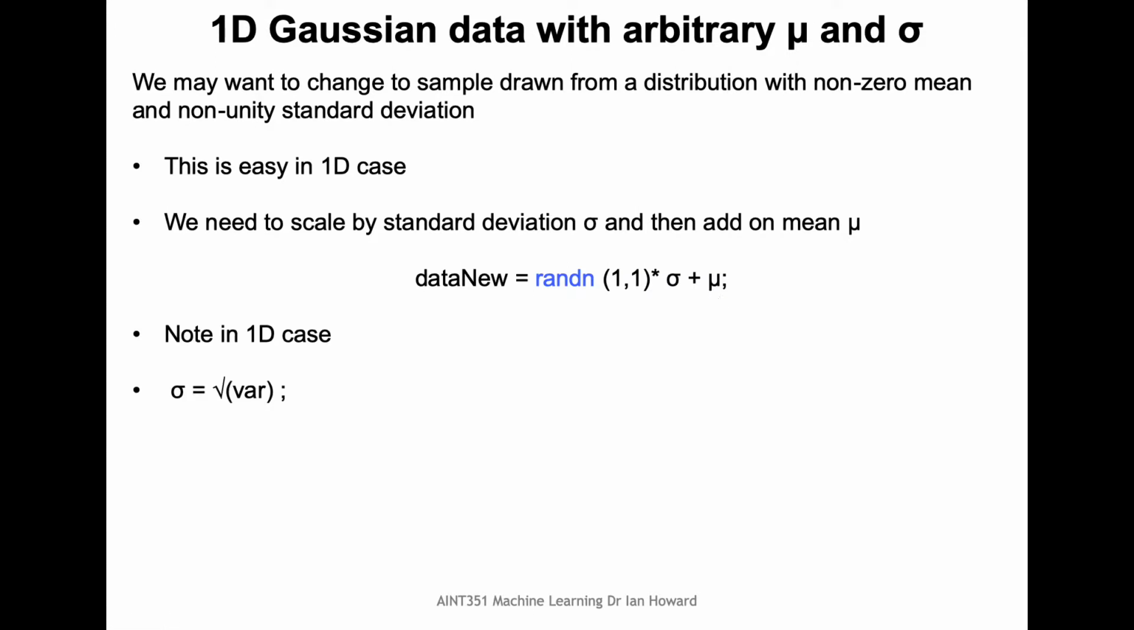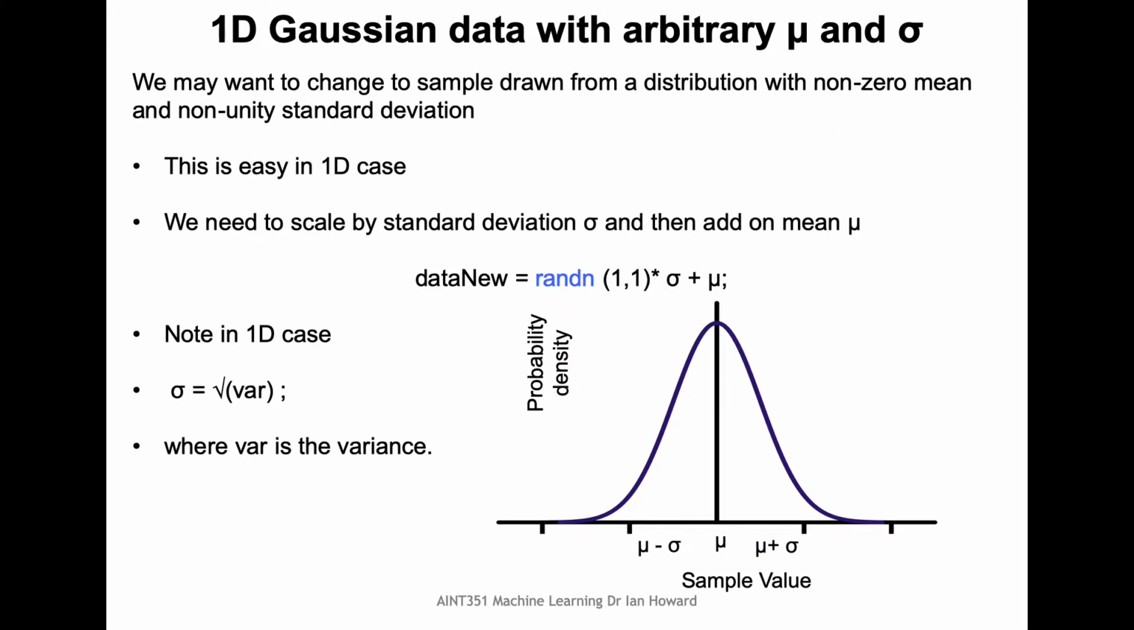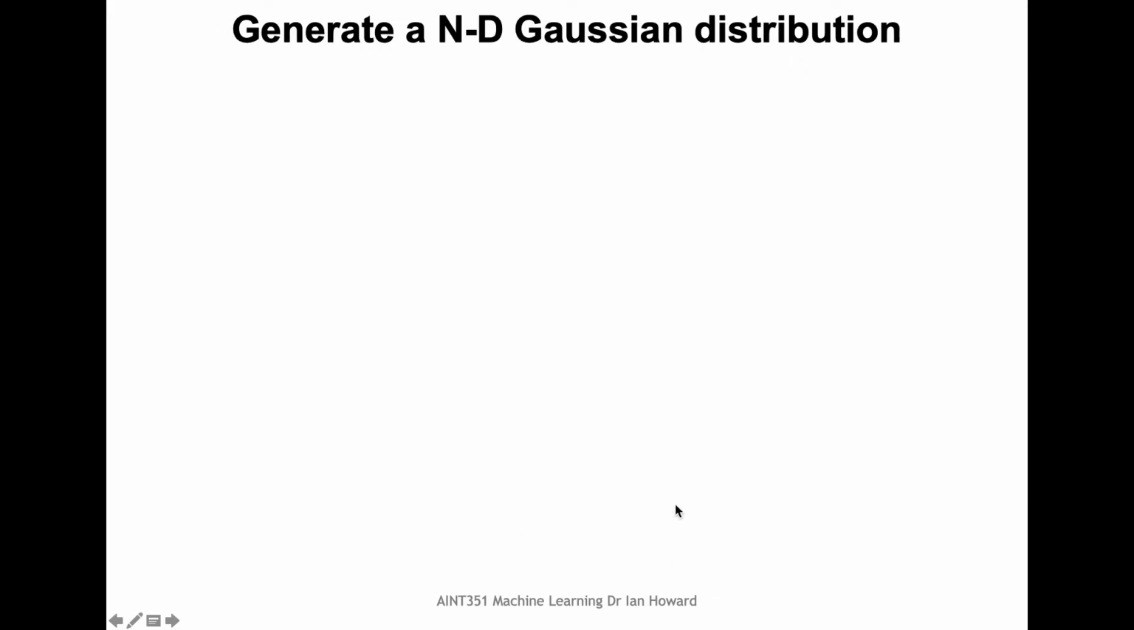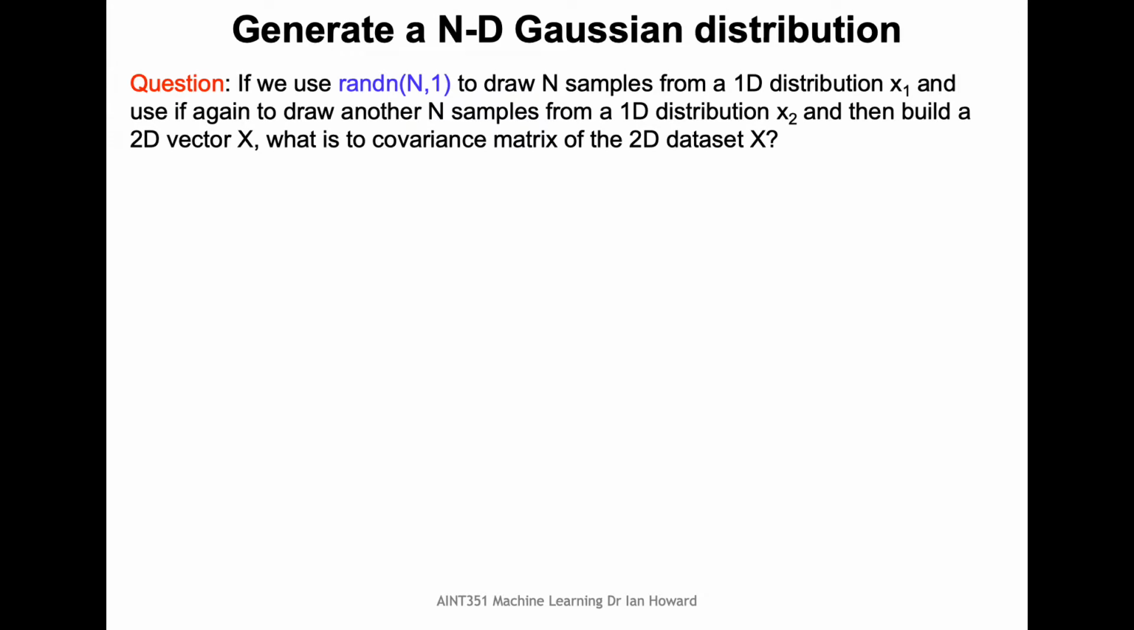Bear in mind that in the one-dimensional case, sigma is the square root of the variance, right? That's something we have to bear in mind. So if we now look at what this distribution would look like when we plot it out, we've got a slightly modified probability density function. Now the actual mean is mu, and of course therefore the standard deviation range is going to be mu plus sigma and mu minus sigma. We will talk more about Gaussians a bit later on.